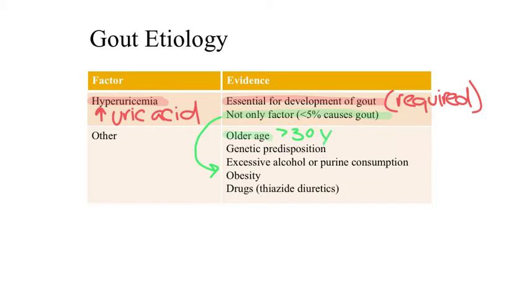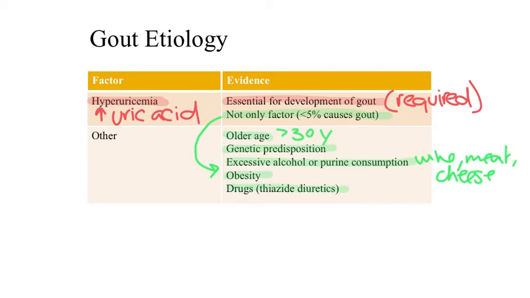There can be a genetic predisposition to developing gout. Some individuals have a mutation in one of the enzymes that metabolizes uric acid, and this can lead to a greater propensity to develop gout. Excessive alcohol or consumption of foods that are high in purines, like red wines, meats, and cheeses, can predispose to the development of gout. Obesity is another risk factor, as well as certain drugs, and specifically thiazide diuretics.